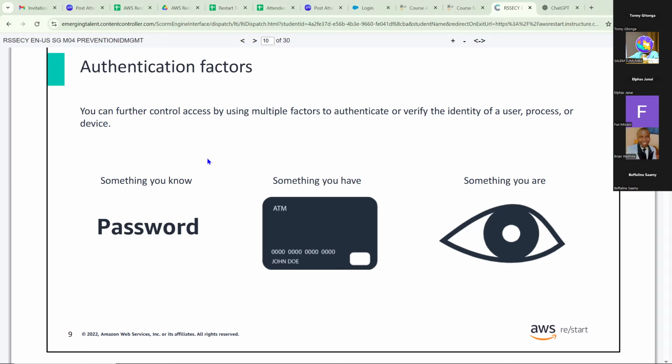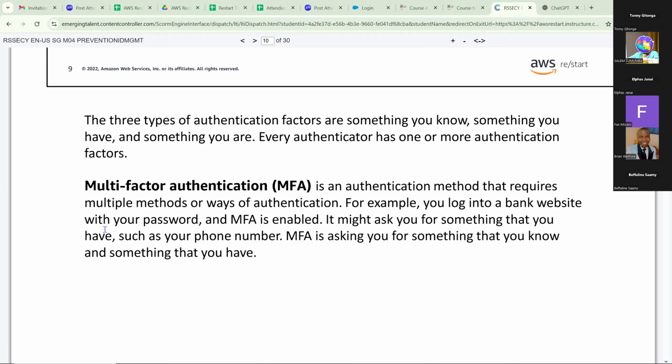Then something you have. What is it that you have? Something you have, in this case, can be like a card, like what you are seeing here. Then something you are. Something you are can be something biometric, like your fingerprint or your iris scan. That is something you are. So the three types of authentication factors are something you know, something you have, and something you are.